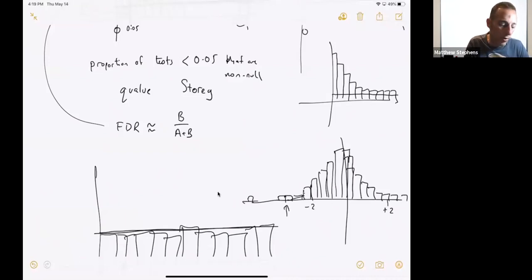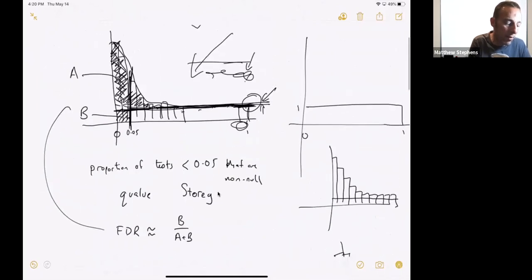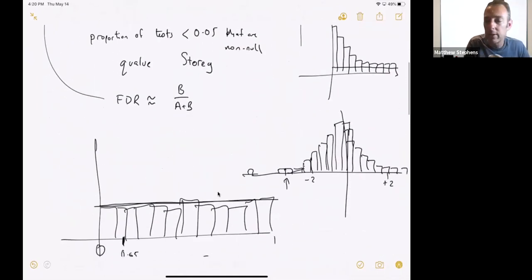And what Q value is doing is essentially partitioning these z-scores into a normal component, which is the null. Just as in p-value space, the uniform was the null, in z-score space, the normal 0, 1 is the null. So maybe I can draw a normal 0, 1.